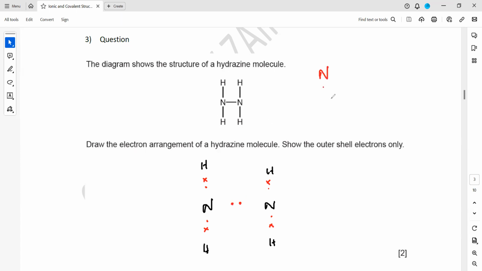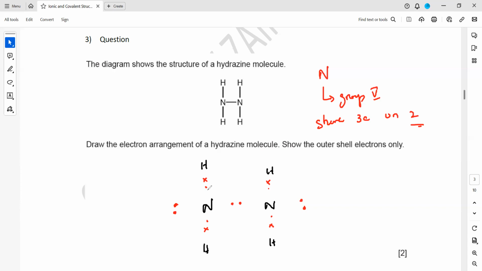But when we check nitrogen, nitrogen belongs to group 5. So if an element belongs to group 5, to complete an octet, it shares three electrons. Out of five, it shares three, so unshared will be two. So it's important we draw the two unshared electrons for nitrogen. So each nitrogen will have two unshared electrons.